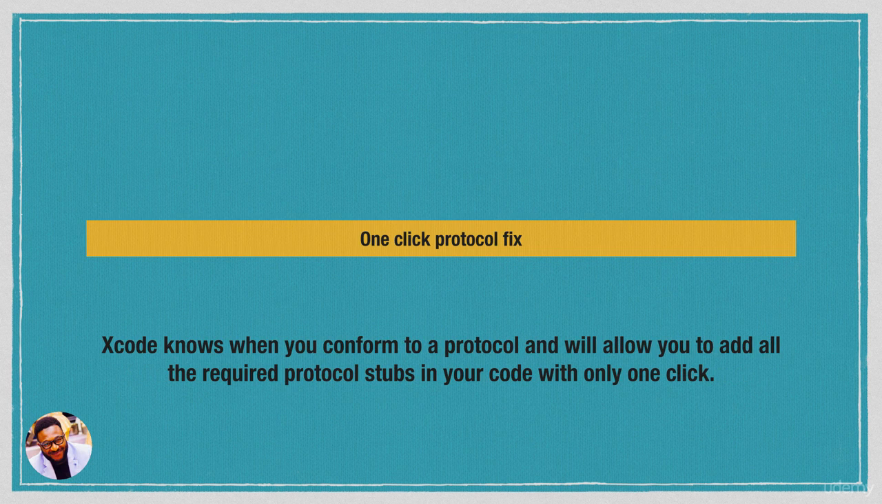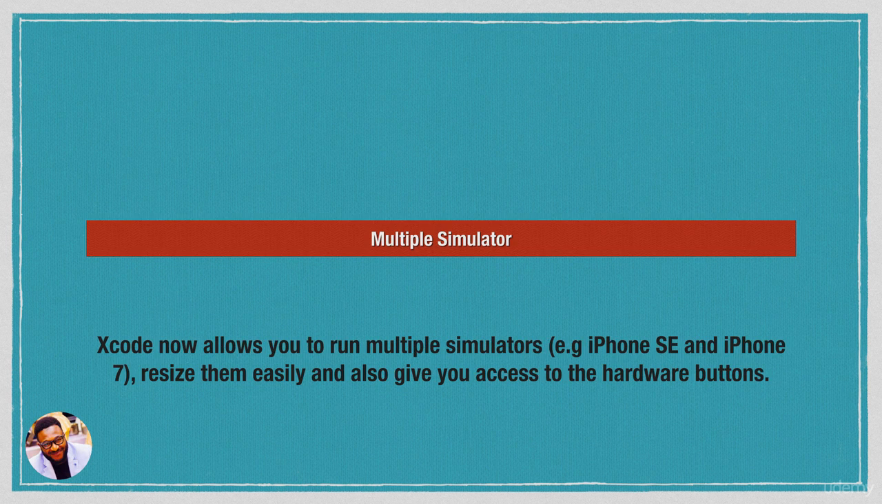The next one is one-click protocol fix. Sometimes, for example, when you conform to the UITableViewDataSource protocol, Xcode will know that the required protocol methods are missing, and with one click you can fix this, and it's going to add all the required protocol stubs into your project.